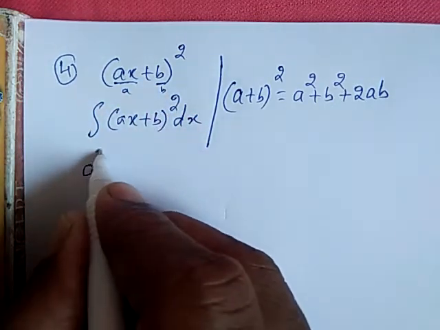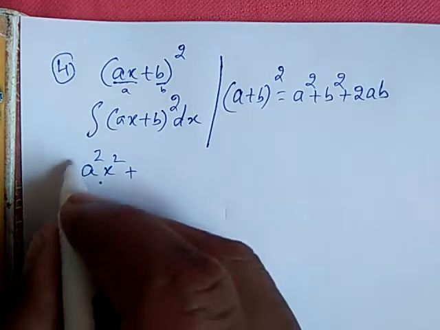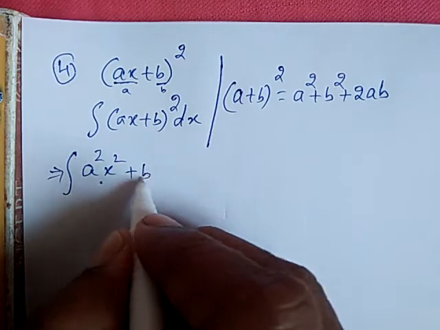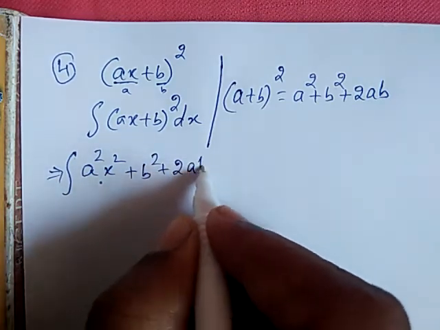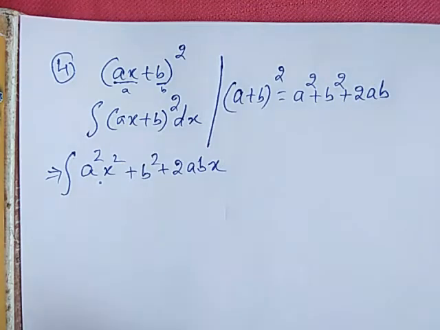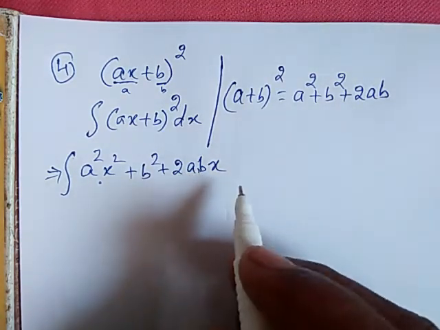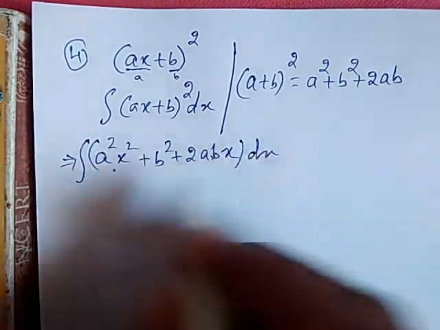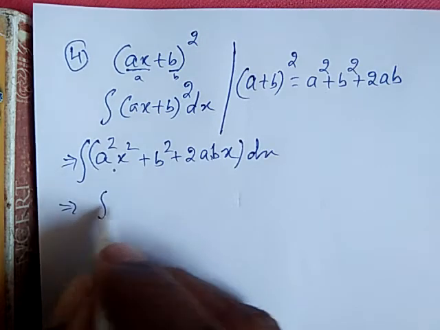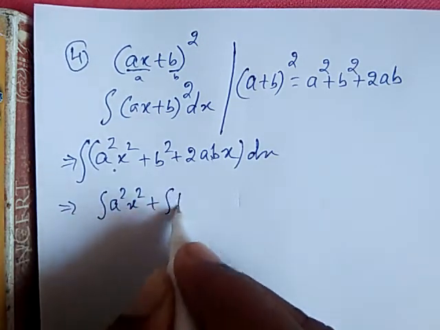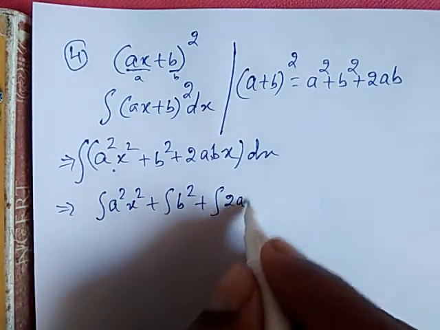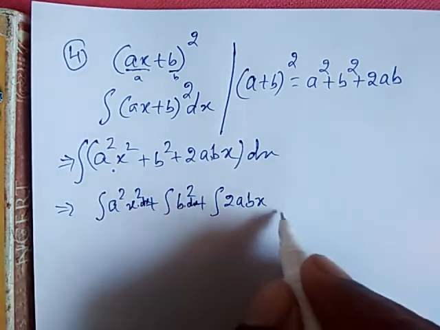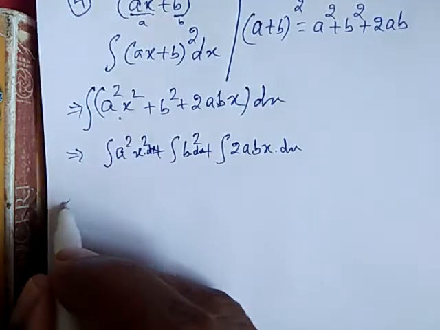So here you can write a square x square, plus, keeping the integration sign as it is, b square, plus 2abx. Just go through this. If you are not getting it also, just go through this. These are all simple things. So now you can write it with respect to dx. Separate it: integration of a square x square plus integration of b square plus integration of 2abx. For each and every term there will be a dx. Integration means the constant you have to take out.